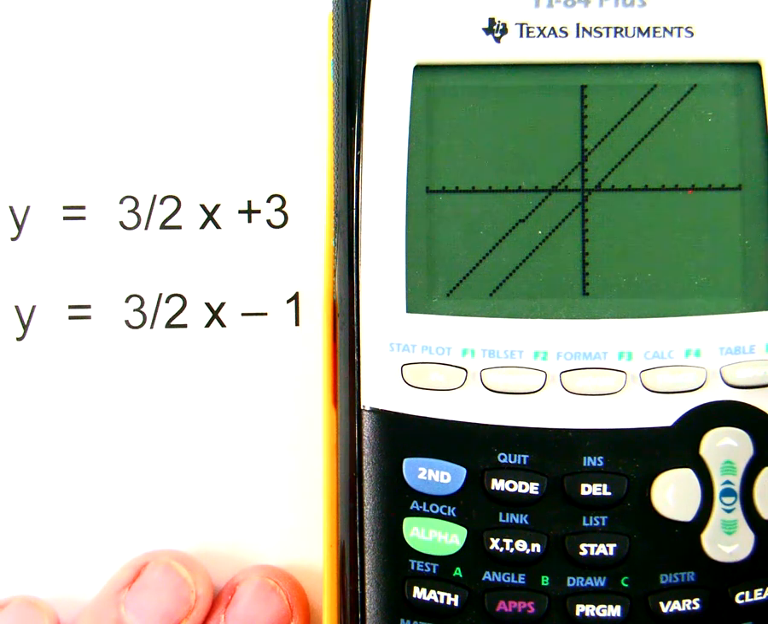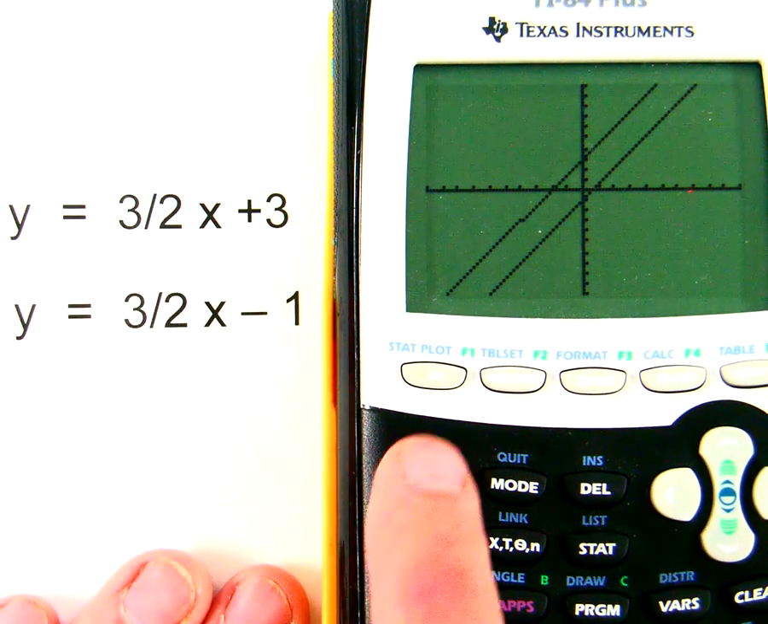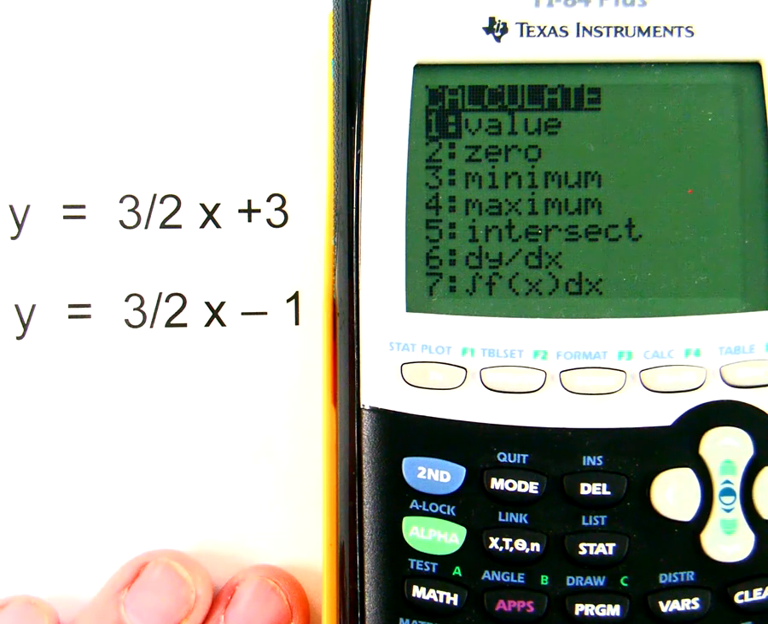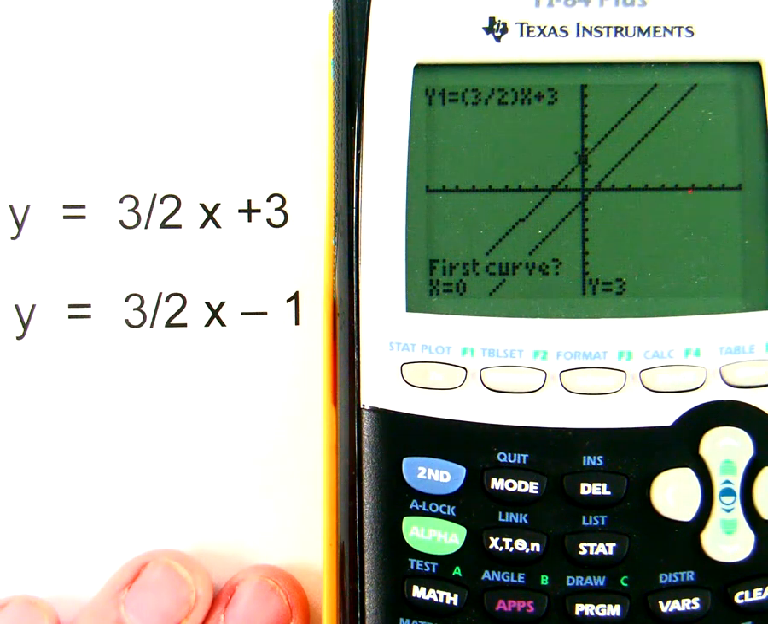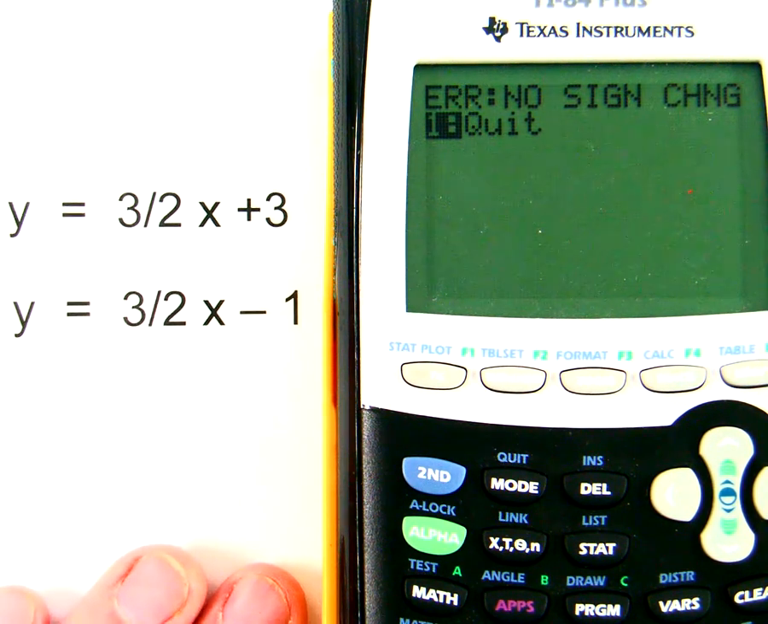Oh, they look kind of parallel to me. Have the same slope at a different intercept. I bet they're parallel. Okay, well, let's do the calculator calculation and see. So that second calc, I want intersect. That's 5. I don't want to guess. And the answer is there's an error because there's no sign change. And then it's asking me to quit, which I'll do.